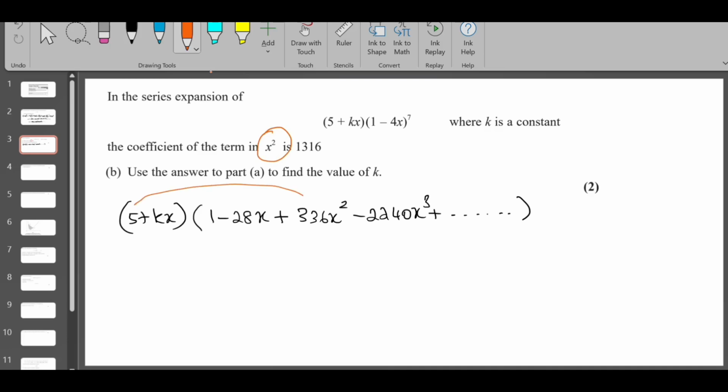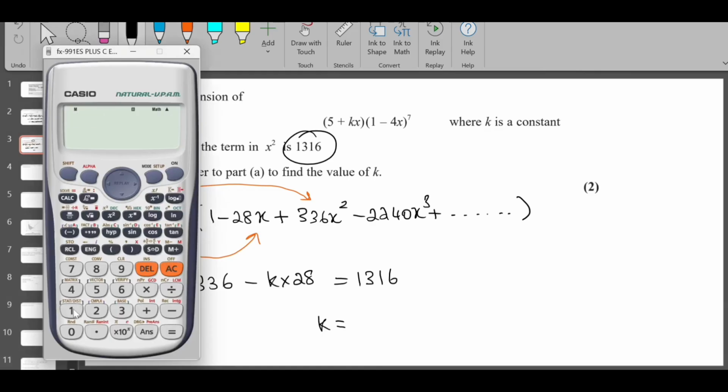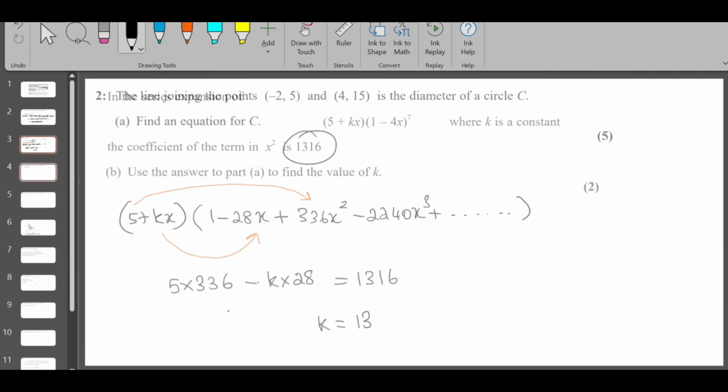So when you multiply 5 by this, you will get x squared. kx by this will give you x squared. So it's going to be 5 times 336 minus k times 28. This is given as 1316. Make k the subject. So it's going to be 5 times 336 minus 1316, divided by 28. k is equal to 30. Just a 2-mark question.